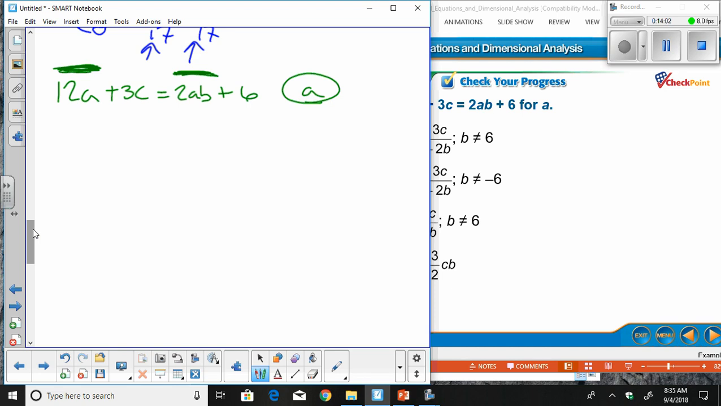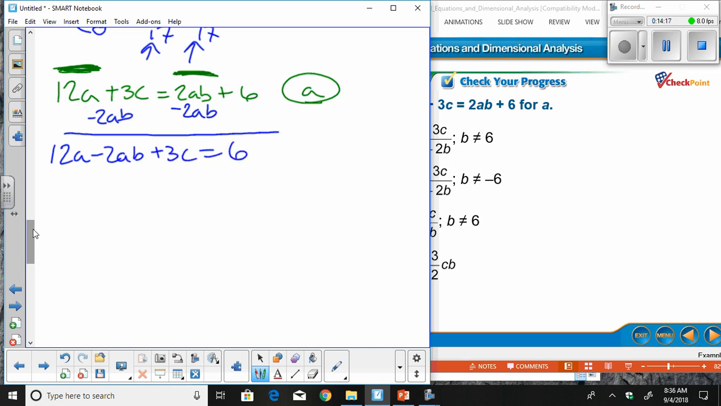I'm going to just move the 2ab so that it's on the left. My a will be on the left. I'm not lining it up under anything. 12a minus 2ab plus 3c equals 6. That way the c is just kind of over next to the equal sign. My a's are together. Now I'm going to move that c by subtracting 3c from both sides. But again, I'm not lining it up with anything because I can't get a constant and a variable together.